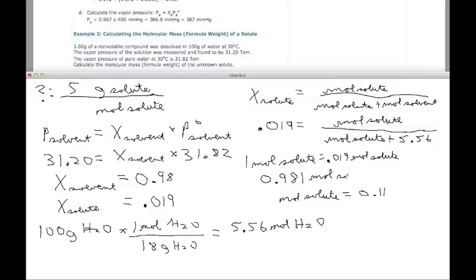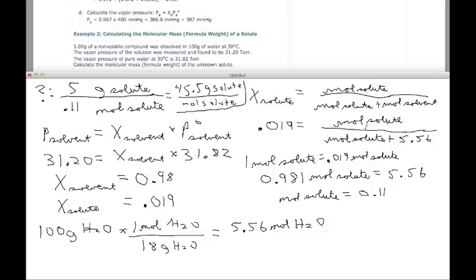Take 5 divided by this number, we get 45.3 grams per mole, grams of solute per mole of solute. And that's my final answer. Repeat that number again. My final answer is 45.3 grams of solute per mole of solute. Okay, good. I got a slightly different answer because I rounded it a little different, but I think that's correct. There's a lot of steps to that, but I think you went through all of those just right.